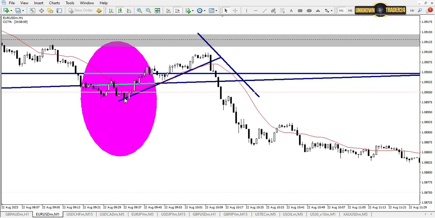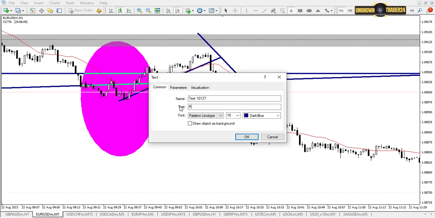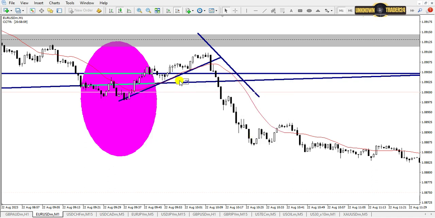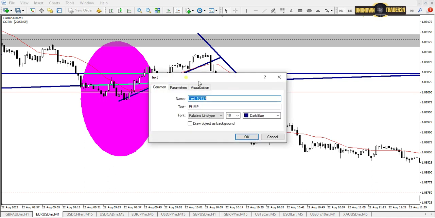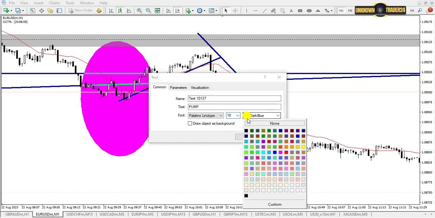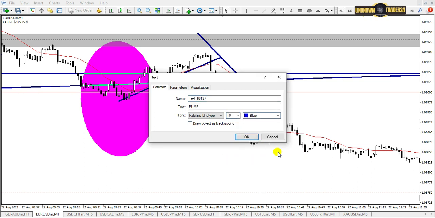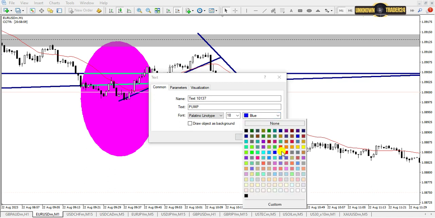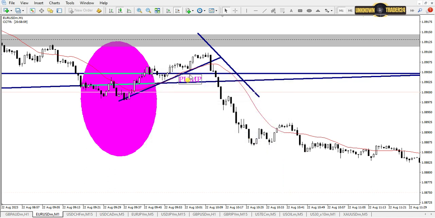Because now it assures me that I have a pump and I have a dump, and I always want to write what I see, because I want to be certain that I'm doing the right thing. So when I see this mini pump, I want to write out that I saw the pump. Marking charts is very important.